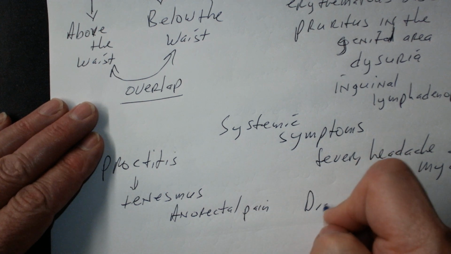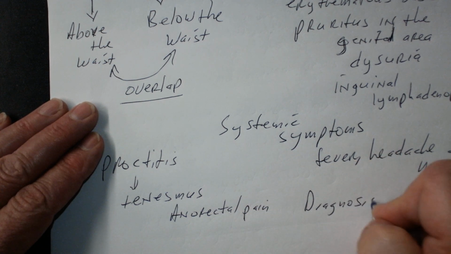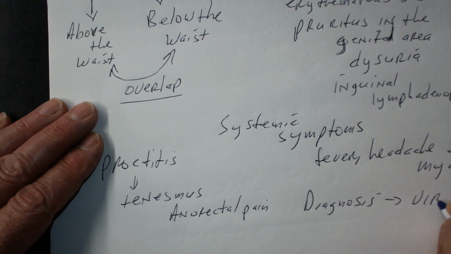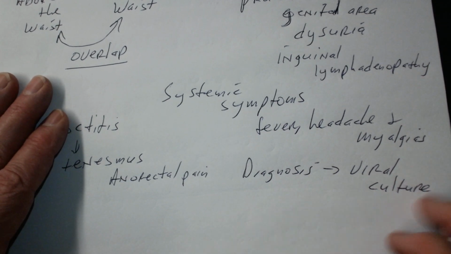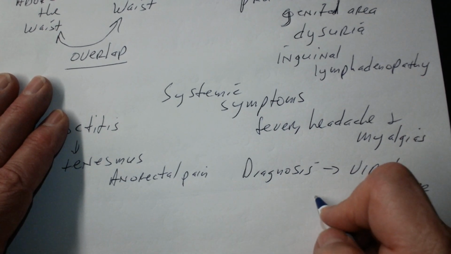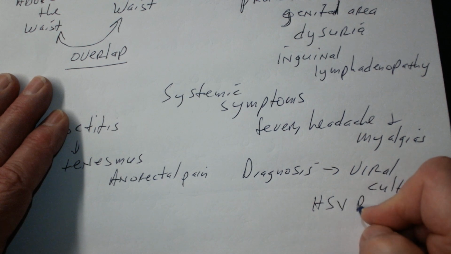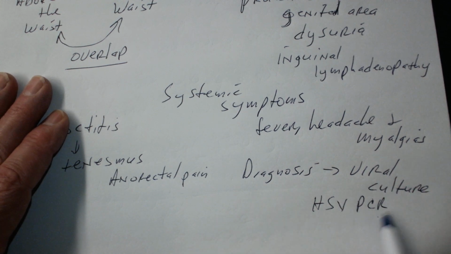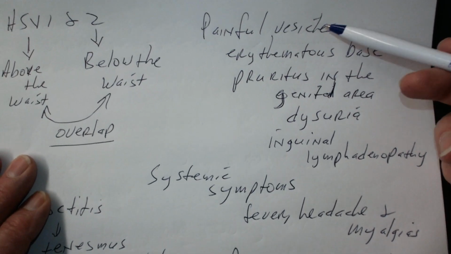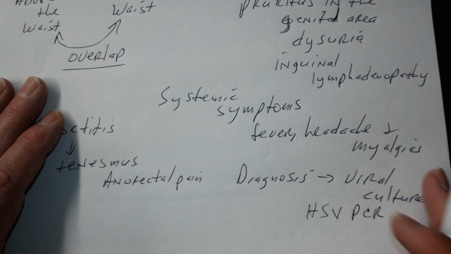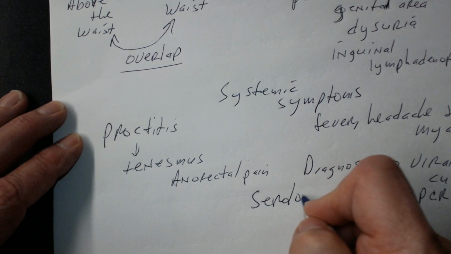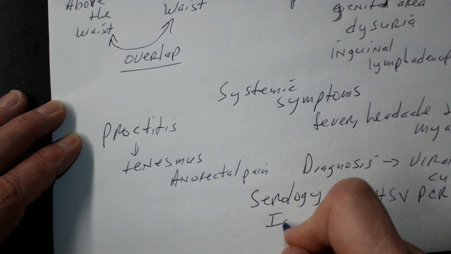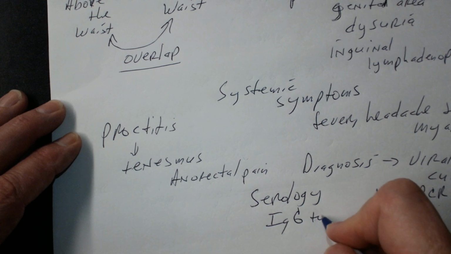For diagnosis, you can do a viral culture. Not a whole lot of labs are set up for that, but usually there's HSV PCR tests, which you can get from these vesicles. There's also very good serology tests that will detect IgG to HSV.